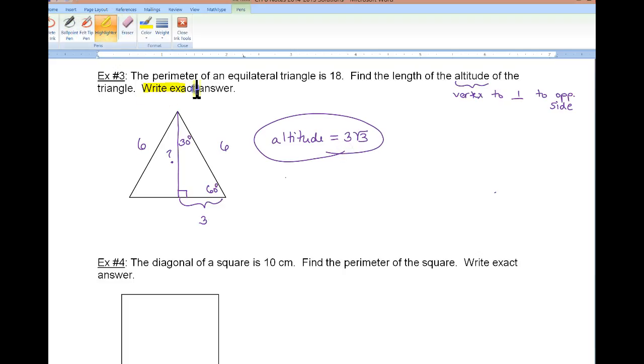Now, just a quick note. Whenever it says write exact answer, that means with the square root. Now, there are some decimals, like something with a 0.5 would be fine. But when I say exact answer, it means that you don't want to plug it into your calculator and get that decimal.